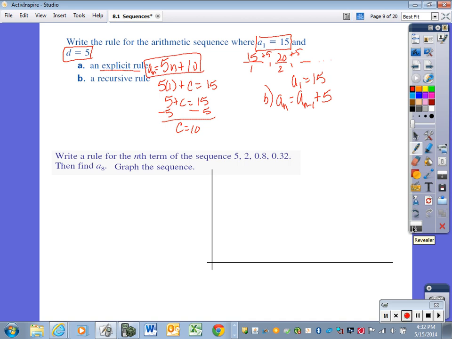Write the rule for the nth term of the sequence 5, 2, 0.8, 0.32. Can you see what you're doing? 5 to 2. Can't see there. Can you see from 2 to 0.8? Multiplying by 0.4. Multiplying by 0.4. Is 5 times 0.4 2? Yeah. So, my rule, multiply by 0.4 repetitively means power times the first term.